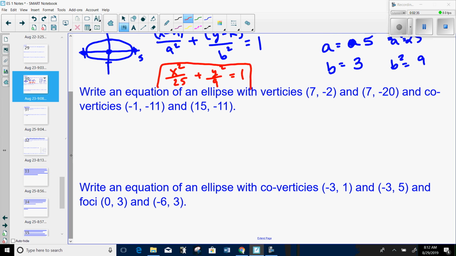All right, so let's look at another one here. Again, it says write an equation of an ellipse with vertices at (7, -2) and (7, -20), and co-vertices at (-1, -11) and (15, -11).